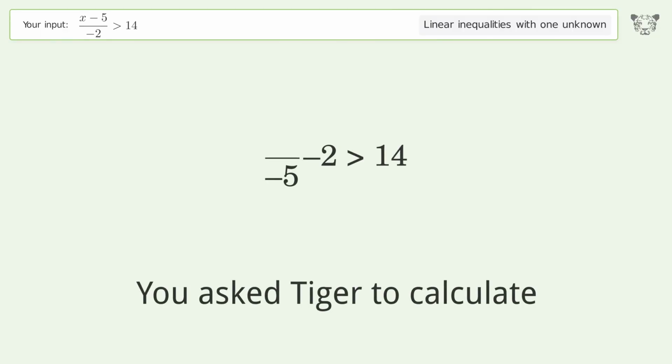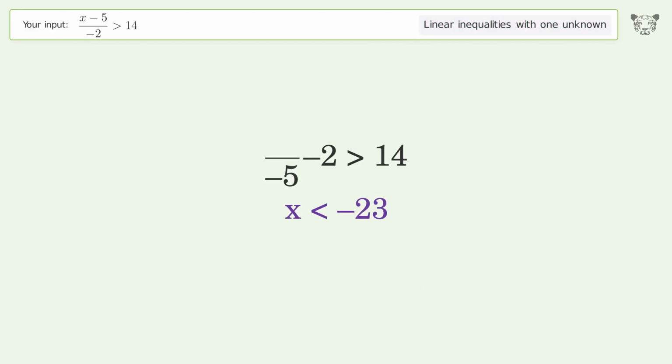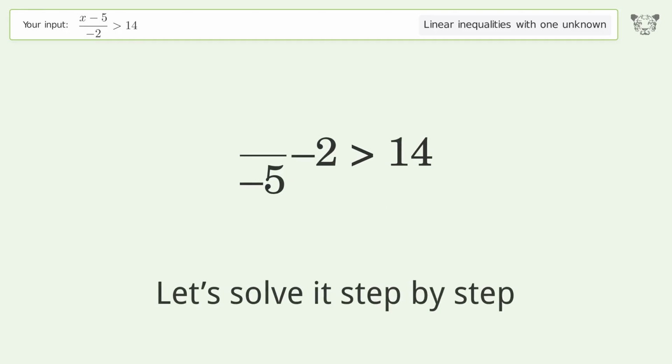You ask Tiger to calculate. This deals with linear inequalities with one unknown. The final result is x smaller than -23. Let's solve it step by step.